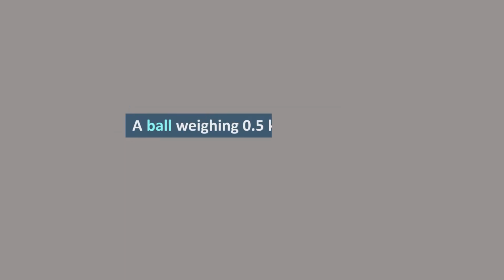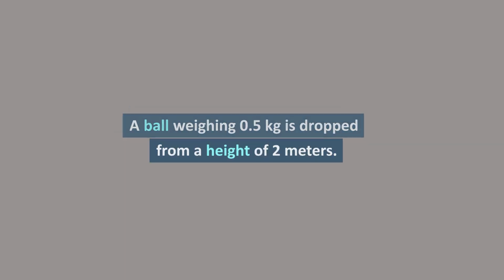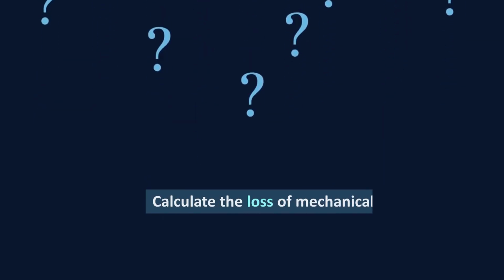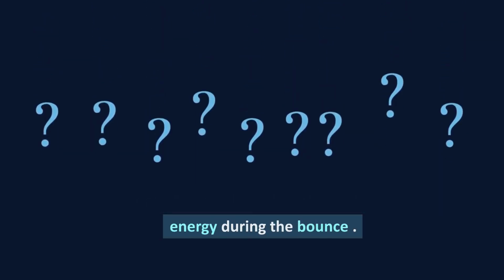Problem 3, bouncing energy, interplay of potential and kinetic energy. A ball weighing half a kilogram is dropped from a height of 2 meters. Upon hitting the ground, it rebounds to a height of 1.5 meters. Calculate the loss of mechanical energy during the bounce.